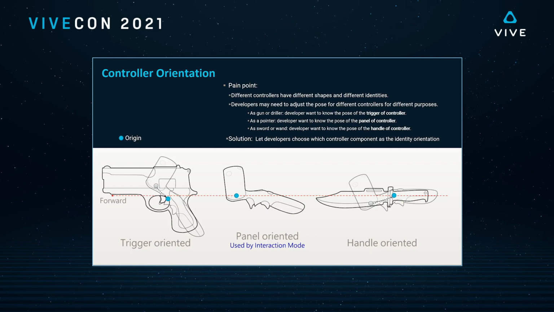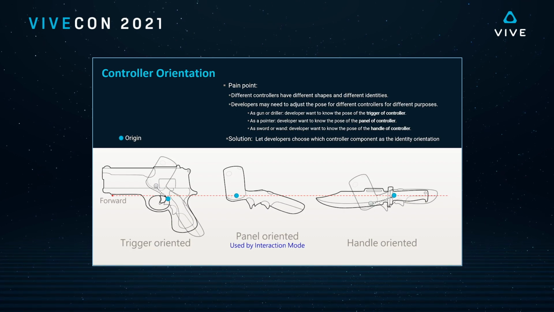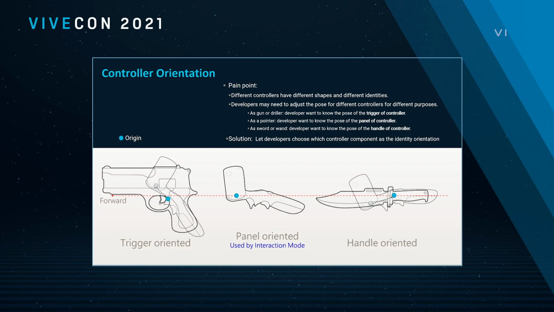So starting from the bottom left here, we have the trigger oriented identity. In the center, we have the panel oriented, which is actually the default for our interaction mode. And on the right, the handle oriented identity. And basically what this means is you don't have to worry about adjusting the rotation and the position for lining up the origin part of the controller.